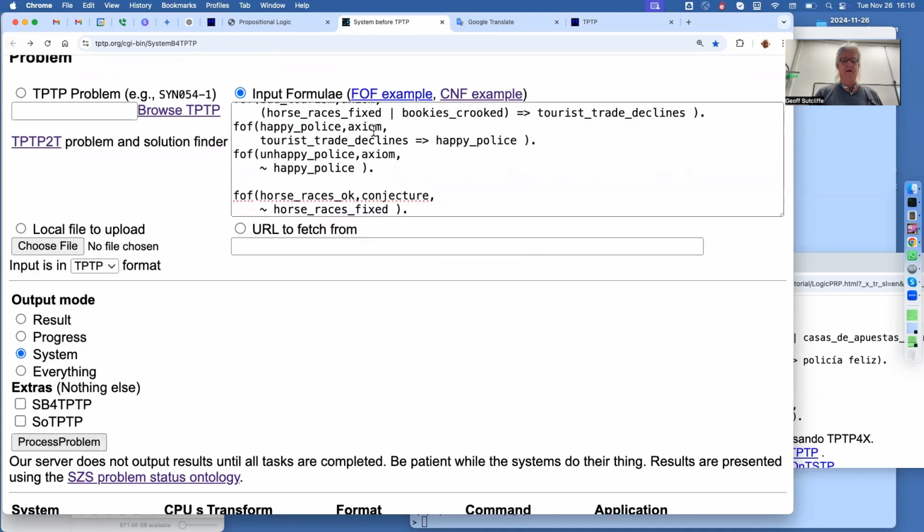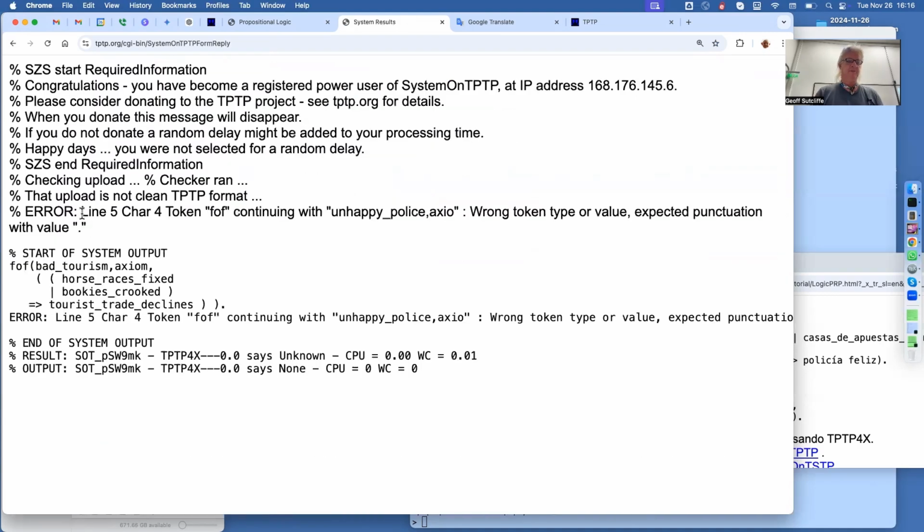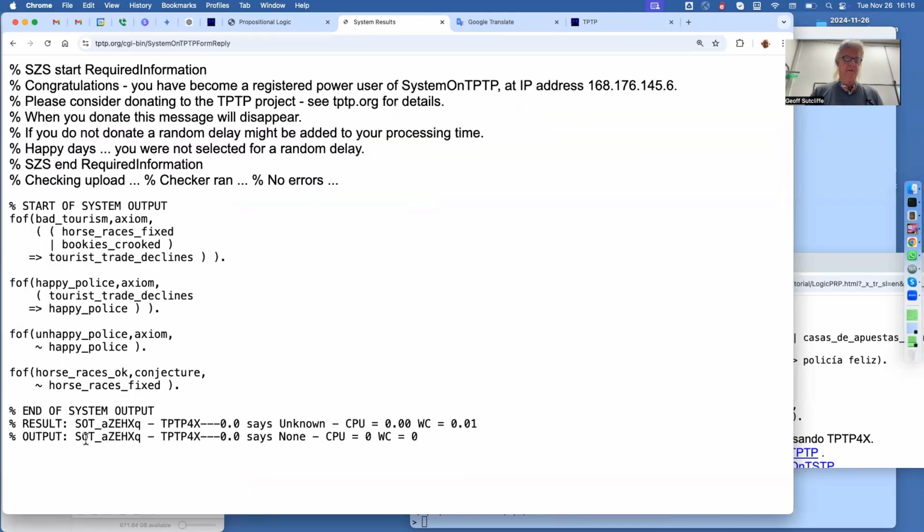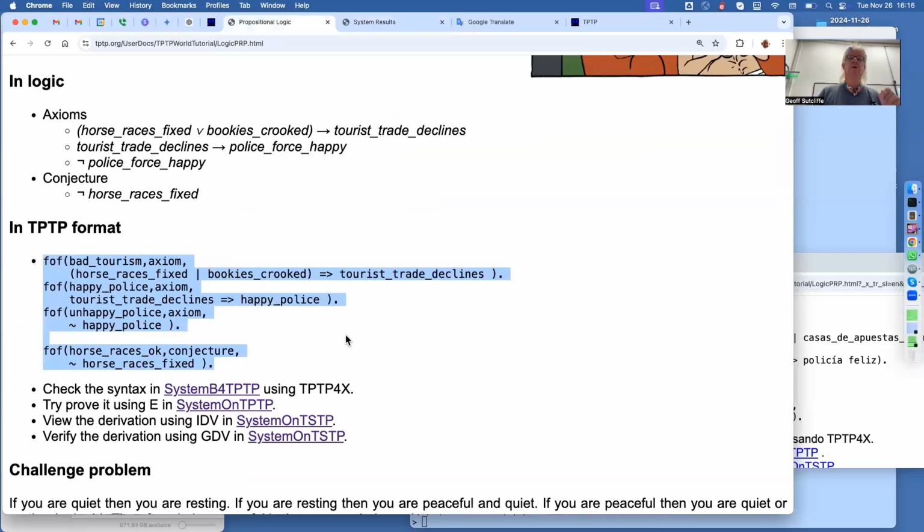But let's imagine I was silly. I forgot to put that one dot. I made a mistake. We check the syntax. You see here, line 5, something is wrong. It tells us there was a mistake. So that was correct, so we put it back. And the syntax is good. All right. So now we've got it correct. Now we can solve the problem.